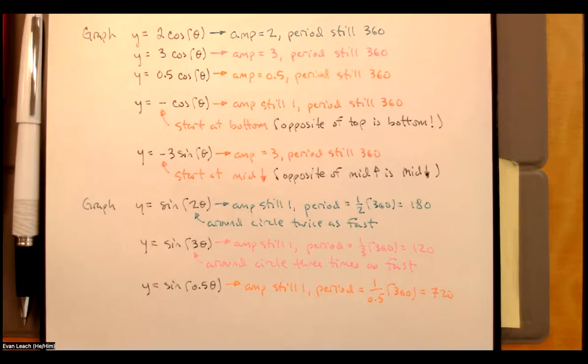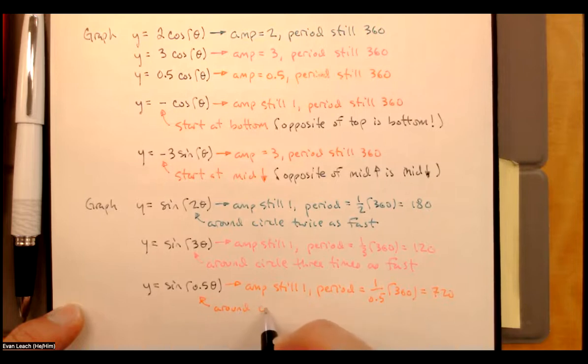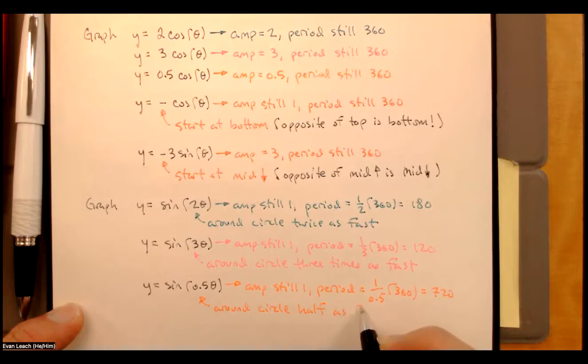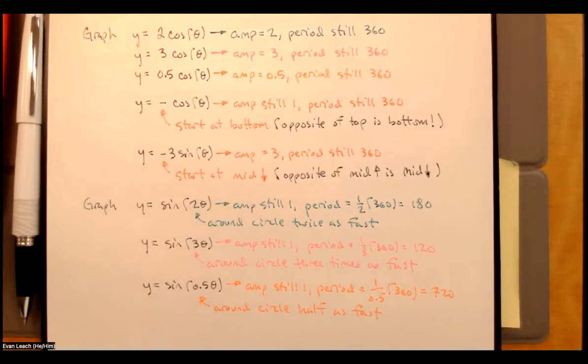And we can interpret it the same way. We're going around the circle half as fast. So if we're going half as fast, one cycle takes twice as long. If we're going 3 times as fast, one cycle takes 1/3 as long. Any questions? Is everybody okay?